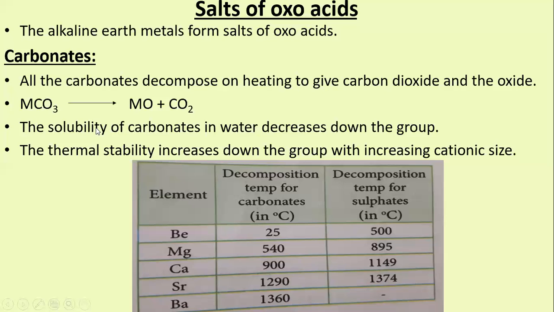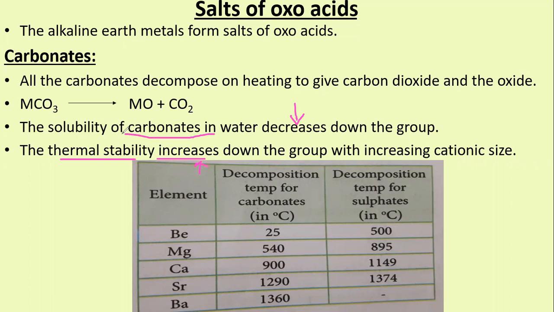Here the solubility of carbonates in water decreases down the group. On moving down the group, the solubility decreases from top to bottom. Then check the temperature, that is the thermal stability. Thermal stability increases down the group with increasing cationic size. So two points to learn: first, the solubility of carbonates in water decreases, and then the thermal stability increases.